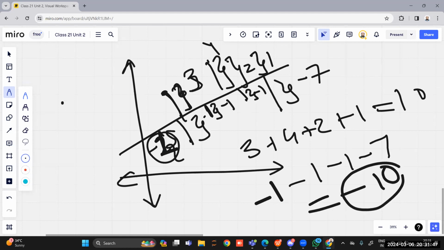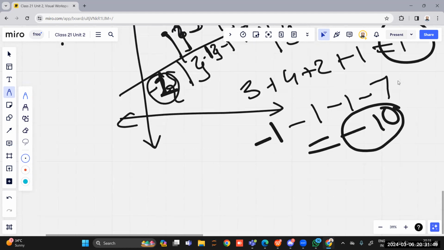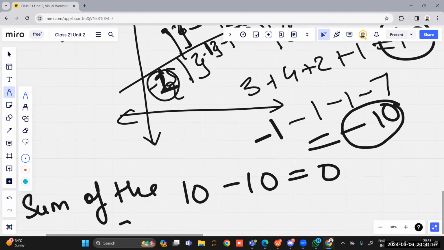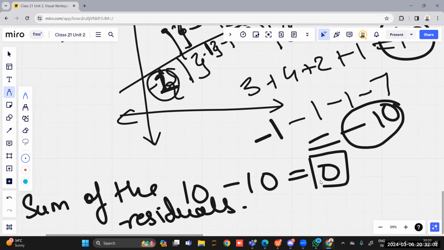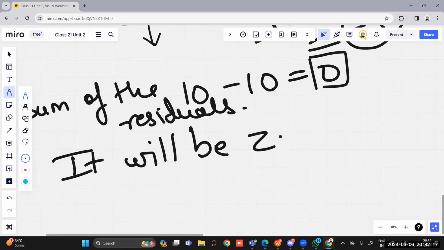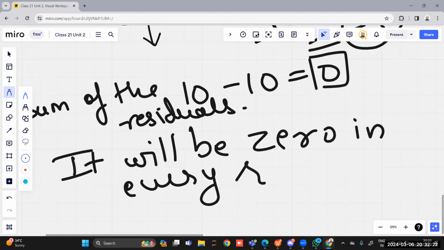So what does it do? -10 and +10, when they add, the sum of the residuals will be exactly 0. It will be 0 in every regression line. In every regression line. So what do we do?